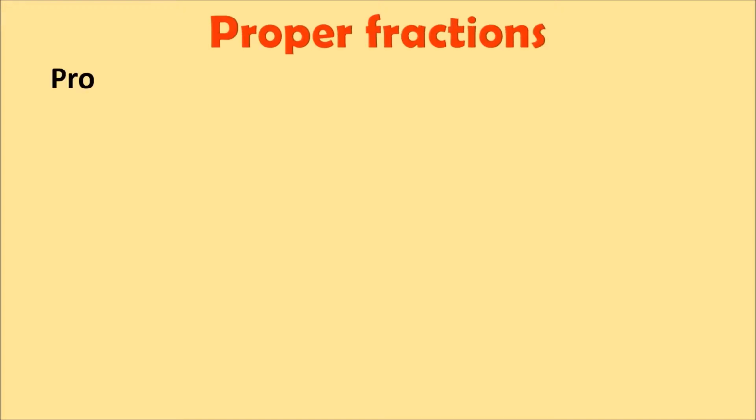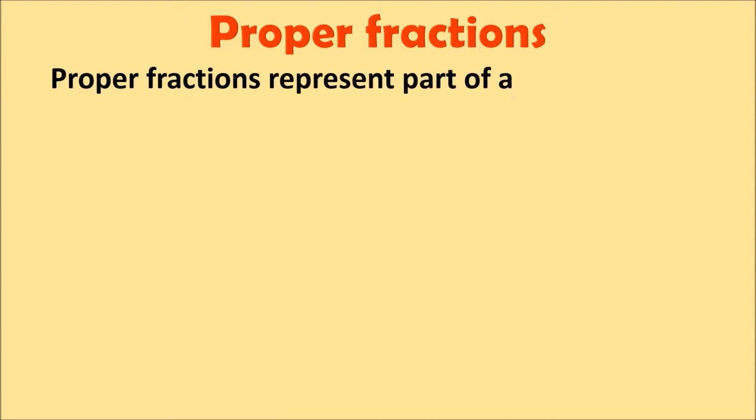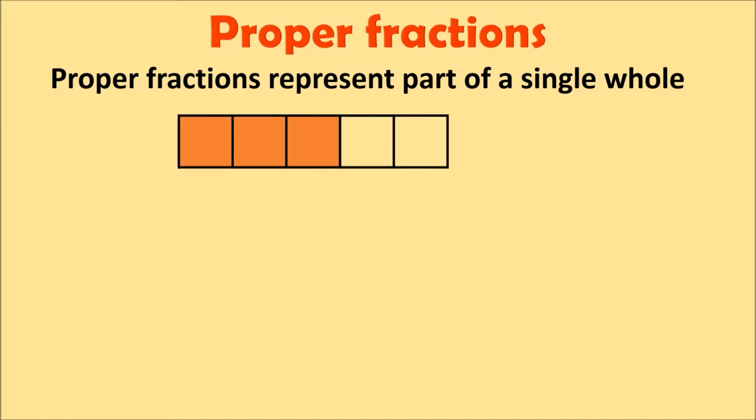Now, proper fractions. The proper fractions represent part of a single whole. Usually, or always, proper fractions are part of a single whole. For example, if you take this rectangle and divide it into 5 equal parts, and 3 are selected, we write it as 3 by 5. Here we are selecting parts in a single whole.